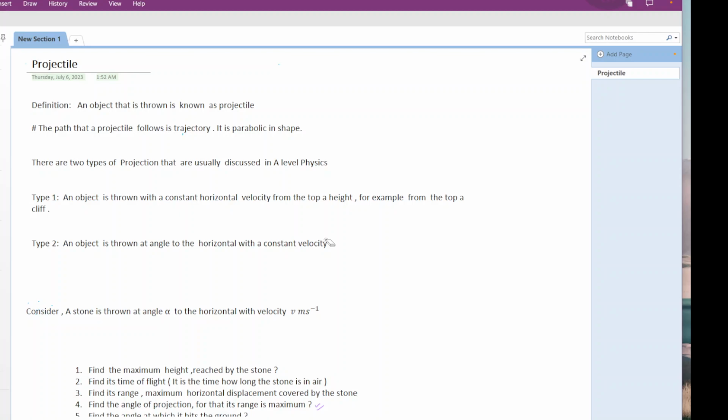We throw a lot of things in our everyday life. The particular type of throwing is included in physics in the chapter entitled Projectile. At first, let me define projectile.